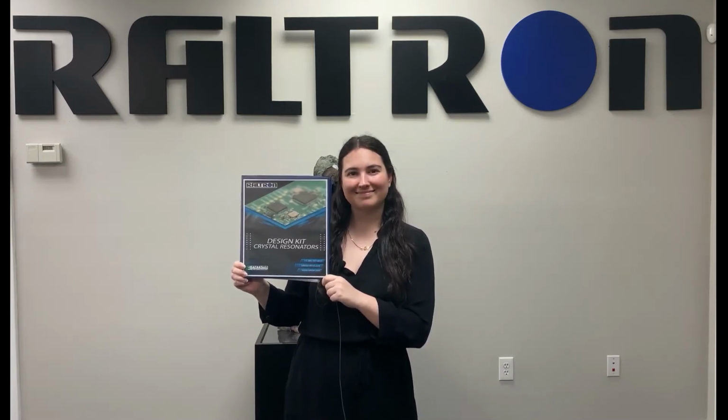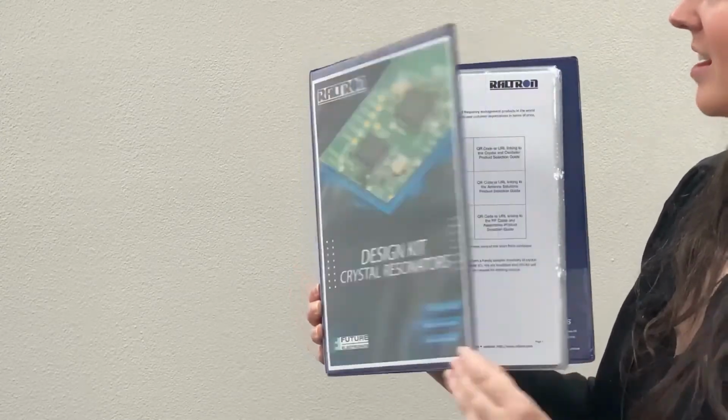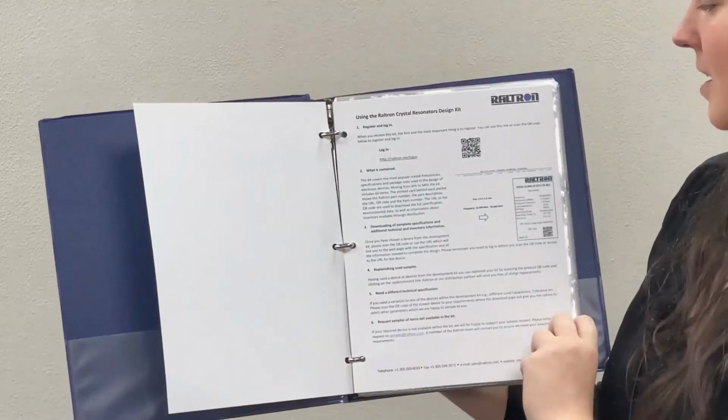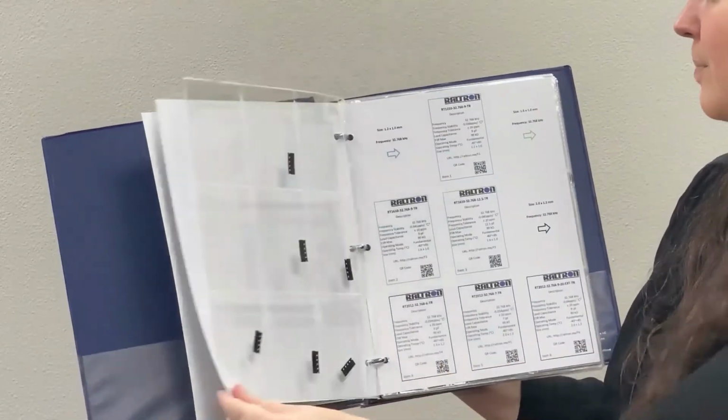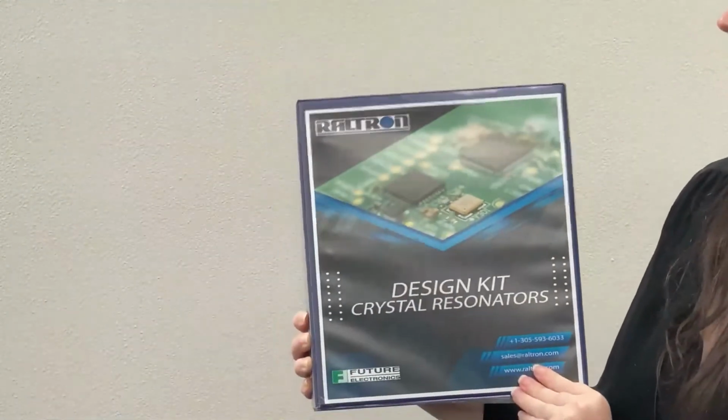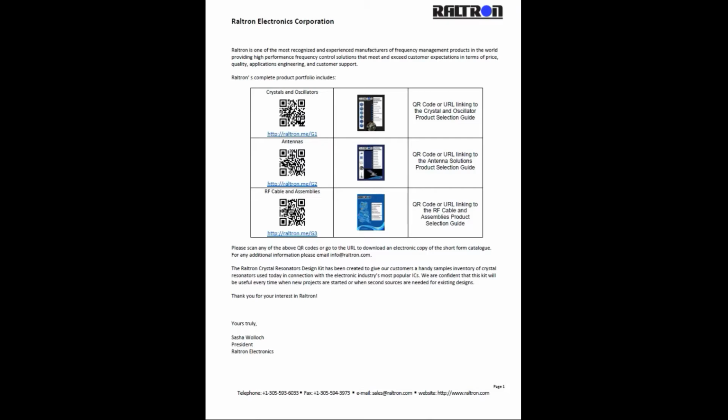Let's get started. In the kit, you will find a short company presentation, a utilization manual, followed by several pages with product. On the first page, you will find a general overview of Raltron and the available Raltron product selection guides, which span from crystal and oscillators, antennas to RF cable assemblies and connectors. You can scan the QR code or go to the URL here to download these short-form catalogs.